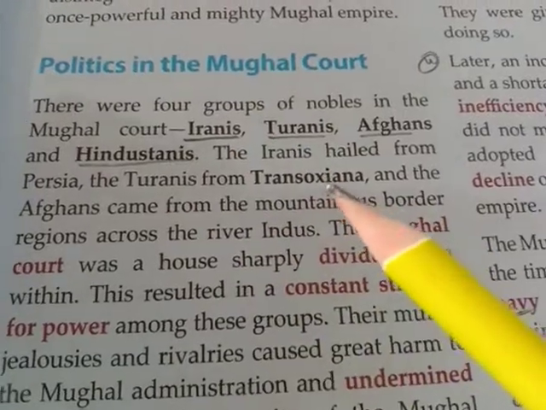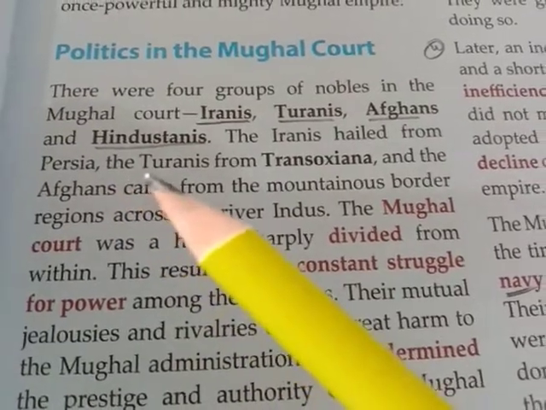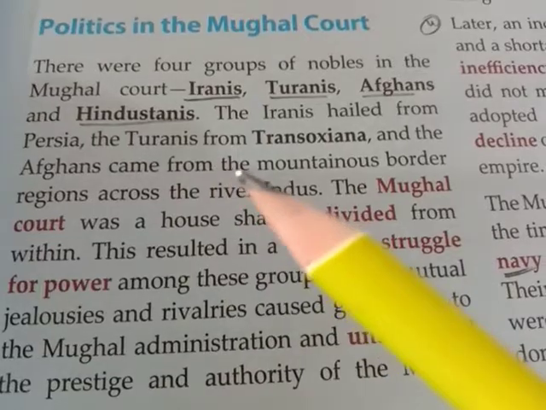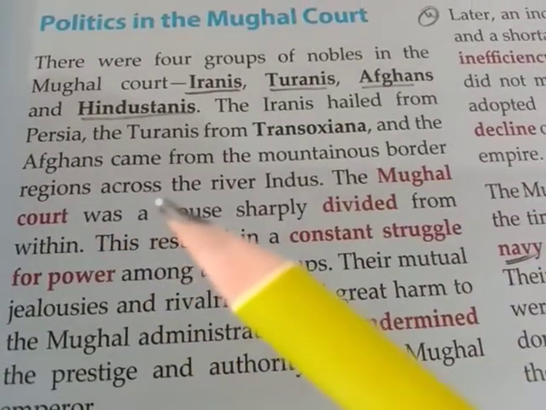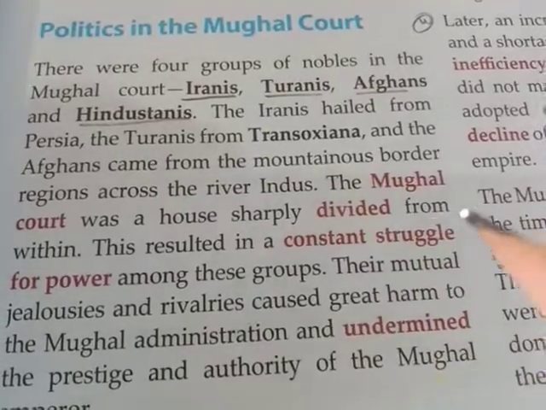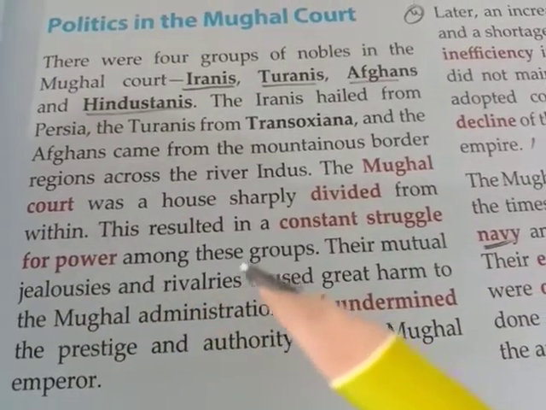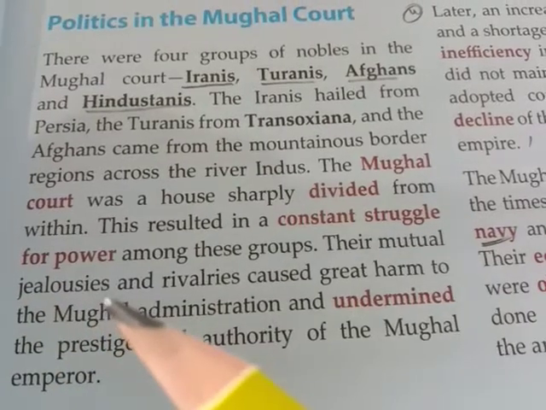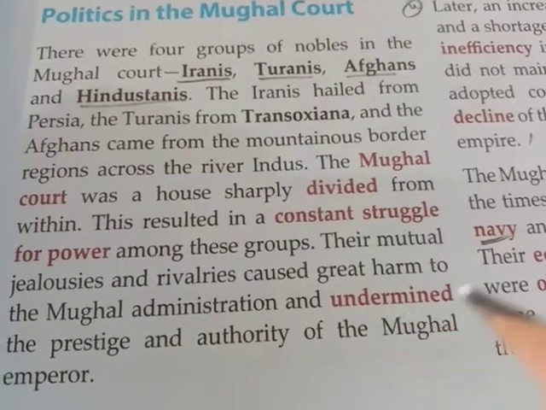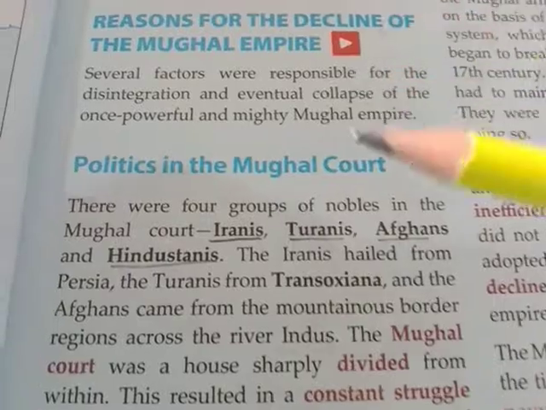Among the four, quarrels sometimes took place. The Iranis hailed from Persia. Persia means Iran. The Turanis came from Transoxiana, and the Afghans came from the mountainous border region across the river Indus. The Mughal court was a house sharply divided from within. This resulted in a constant struggle for power among these groups. Their mutual jealousies and rivalries caused great harm to the Mughal administration and undermined the prestige and authority of the Mughal Empire.